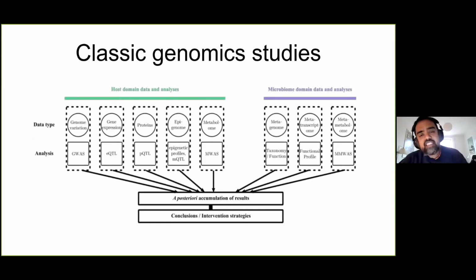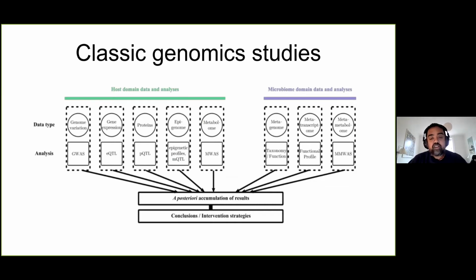So what do classic genomic studies look like? Classic genomic studies, and there is no dearth of genomic data across all of the last 15, 20 years of the explosion of sequencing. There is absolutely no dearth of genomic data. But the classic genomic studies look at a single biological process, maybe variation in the genome or variation in expression, protein, epigenome, metabolome, or what you may have, or sometimes also looking at differences or changes in the microbiome. So probably the metagenome and the metatranscriptome or the metabolome, and looking to see how any of these affect a phenotype that you might be interested in.